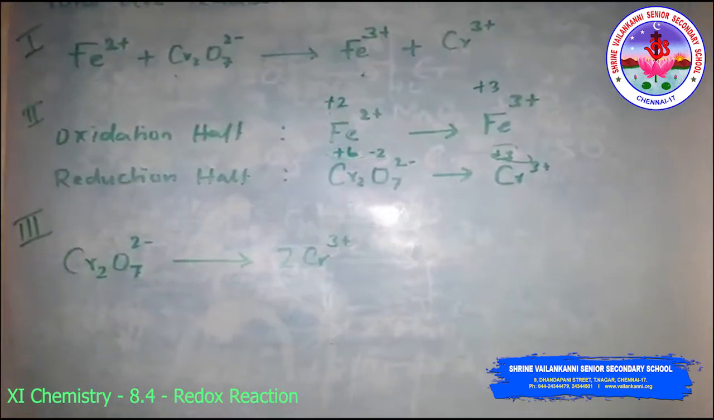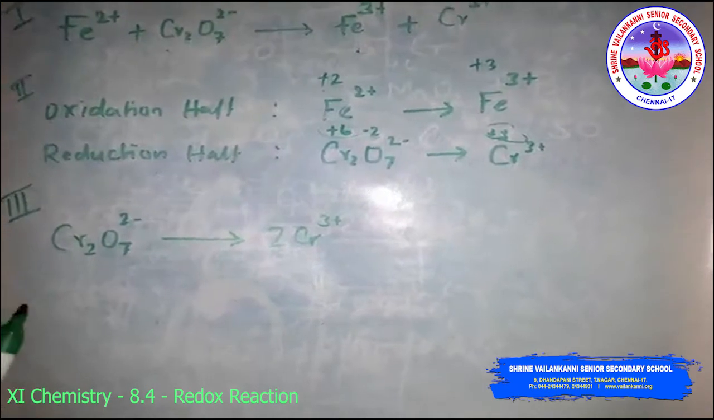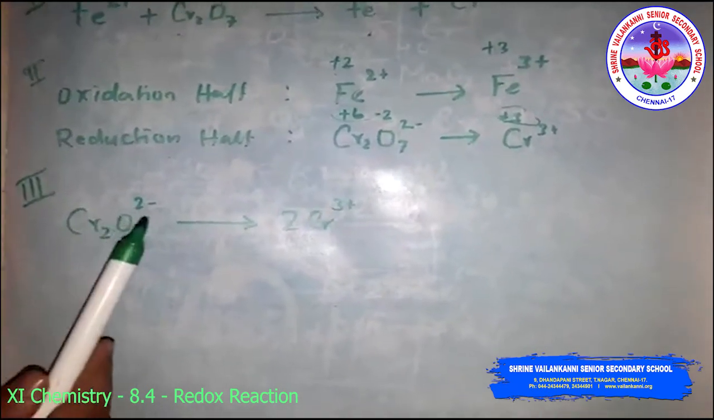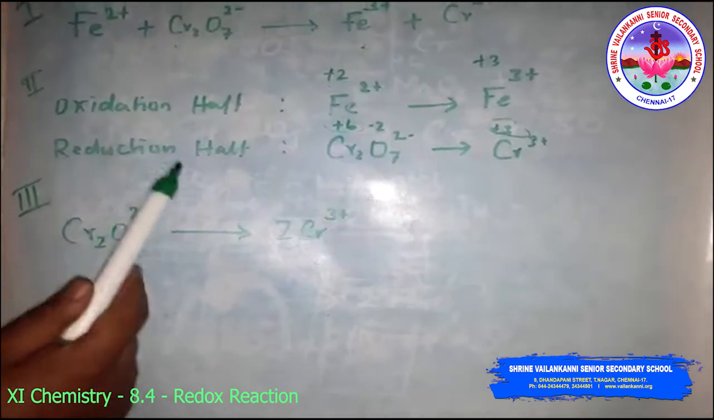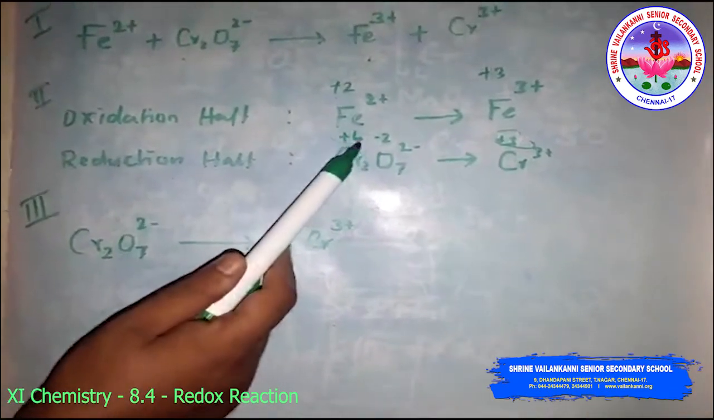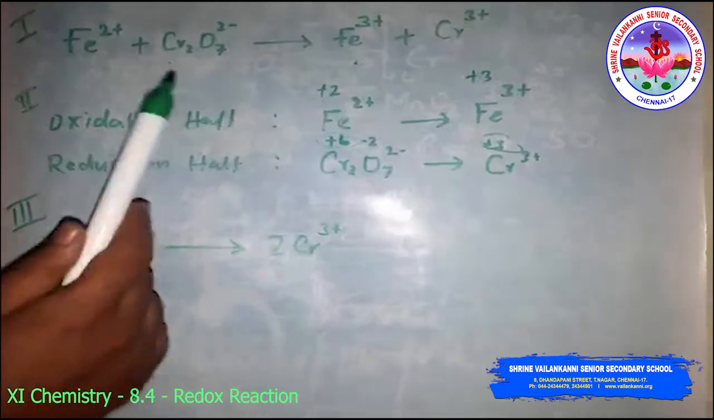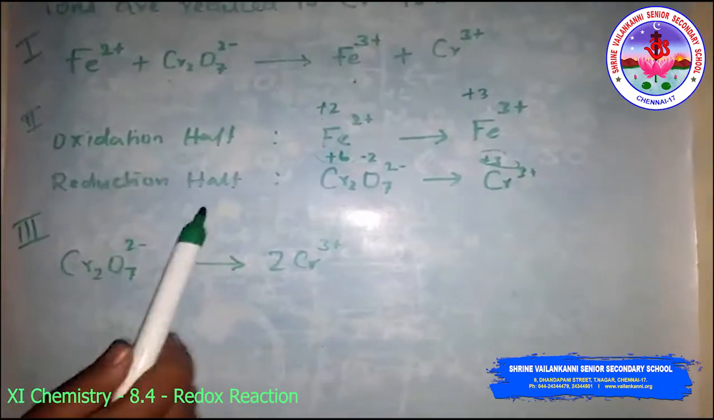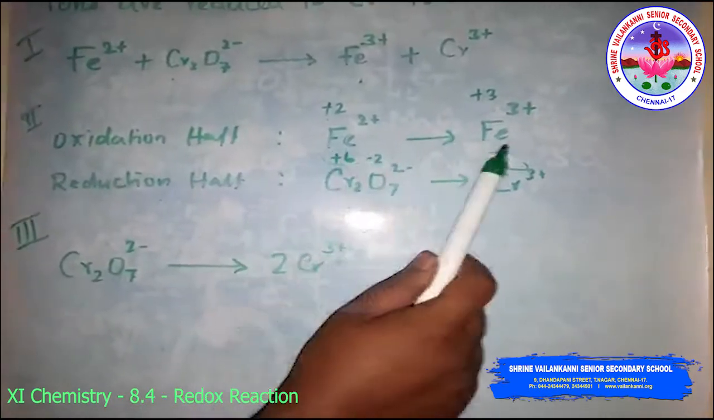Okay. Then the third step. Balance the atoms other than oxygen and hydrogen in each half cell reaction. Then you have to write them individually like this. Here the oxidation half cell is already balanced. There is no need to balance.